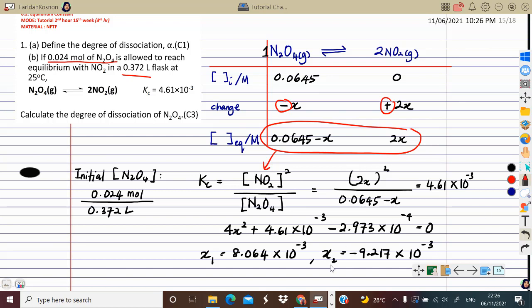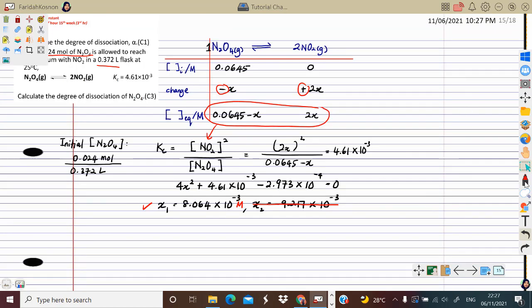So since the value for x2 is negative, kita akan ignore yang x2 ni. Yang negative value tu kita akan ignore sebab bila kita ganti nilai x yang negatif ke dalam equation at equilibrium ni, kita akan dapati nanti nilai concentration tu negatif. So tidak ada nilai concentration yang negatif. So that's why we have to ignore the x value yang negatif tu. Jadi nilai x yang kita akan ambil kira adalah yang inilah, 8.064 times 10 to the power of negative 3. Okay, so actually ini adalah molar lah sebab dia concentration kan. So kita boleh letak unit kat situ.